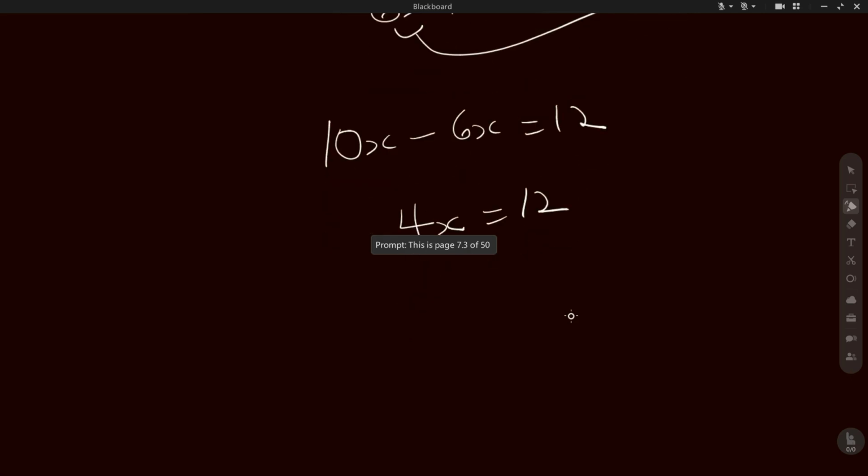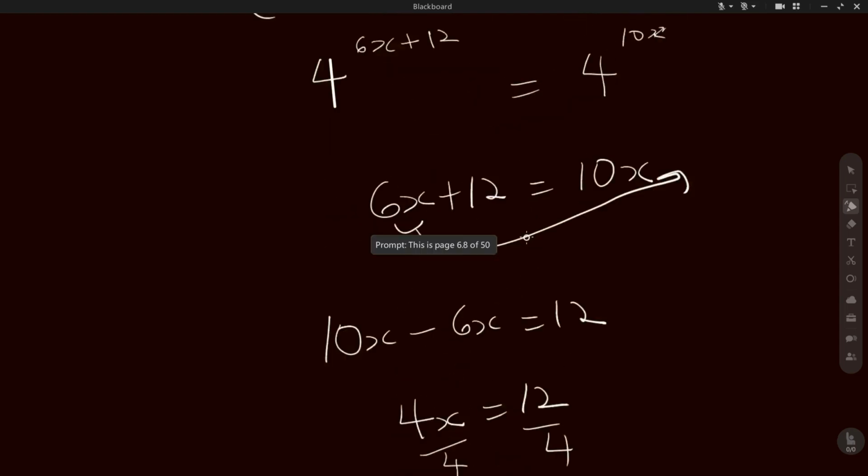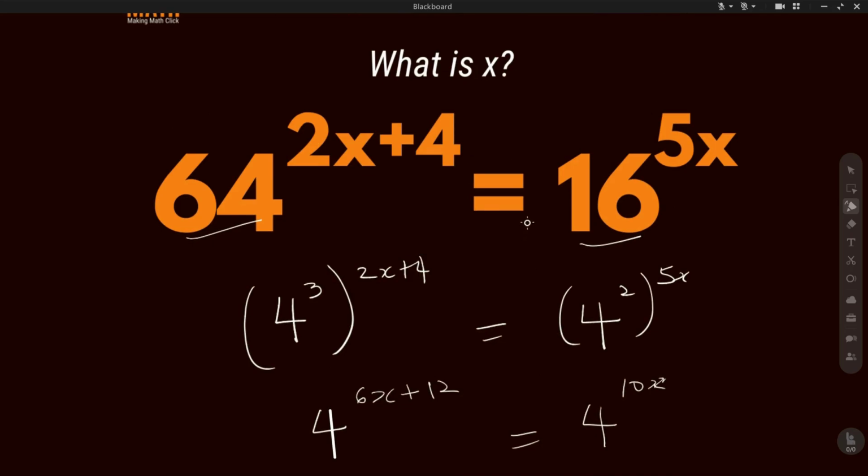And now we can divide both sides by 4 so that x will be equal to 3, and that is the value of x. If you put 3 here in the given equation, then the left hand side will be equal to the right hand side.